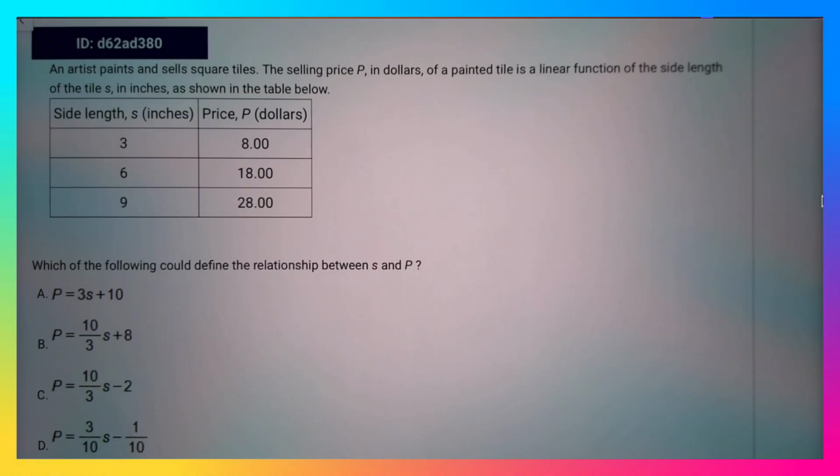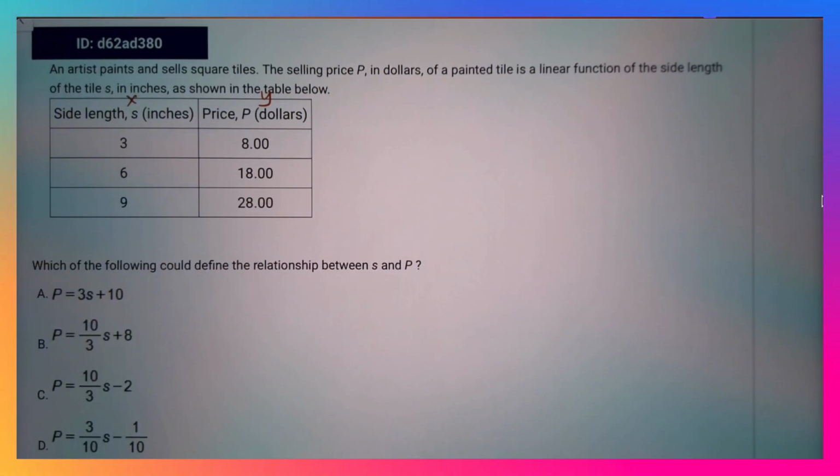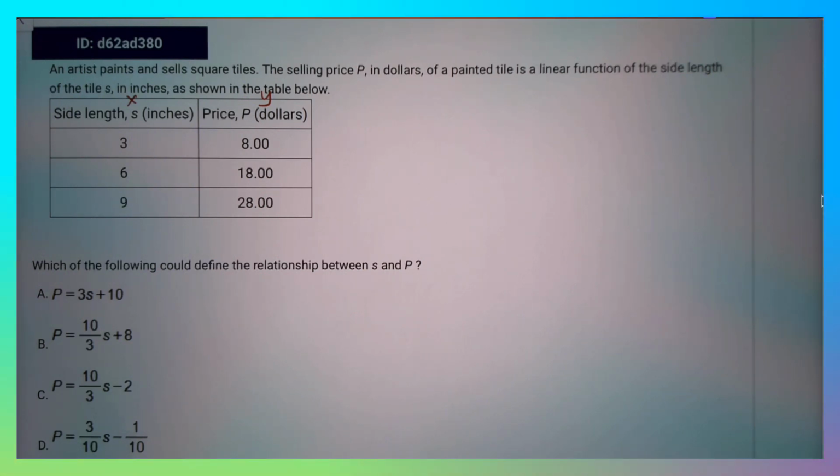An artist paints and sells square tiles. The selling price P in dollars of a painted tile is a linear function of the side length S of the tile in inches, as shown in the table below. So you can think of it as variable X and variable Y here, independent and dependent variables. Which of the following could define the relationship between S and P?